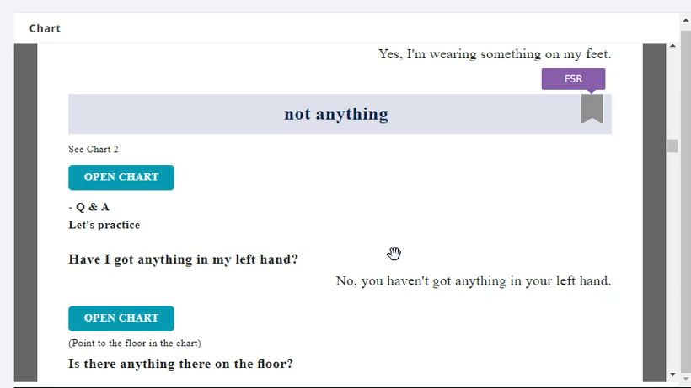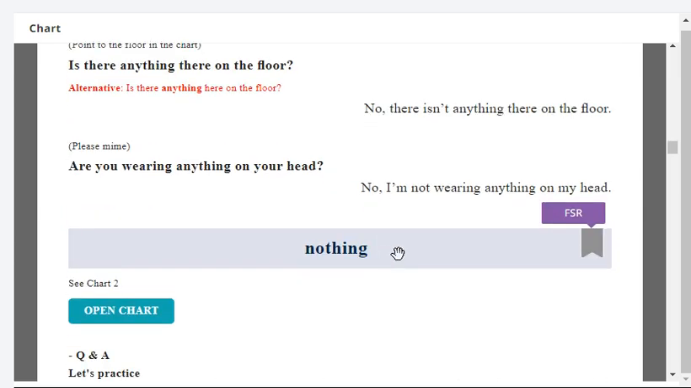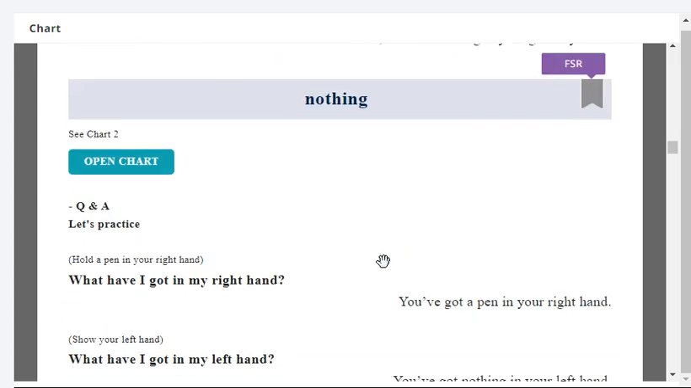Is there anything on the floor? No, there isn't anything there on the floor. Are you wearing anything on your head? No, I'm not wearing anything on my head.